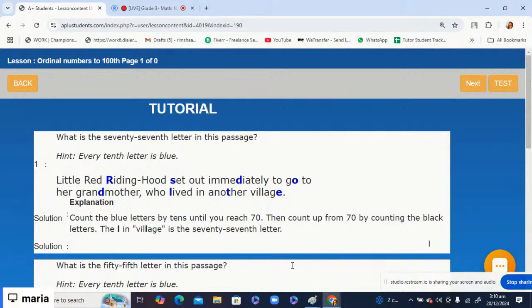First blue is 10, then S is 20, then D is 30, then O is 40, then again D is 50, then L is 60, then T is 70. And we are going to find the 77th letter. Now after 70, how many letters are we adding? 7. So it's 1, 2, 3, 4, 5, 6, 7. So the L is the 77th letter of this passage.